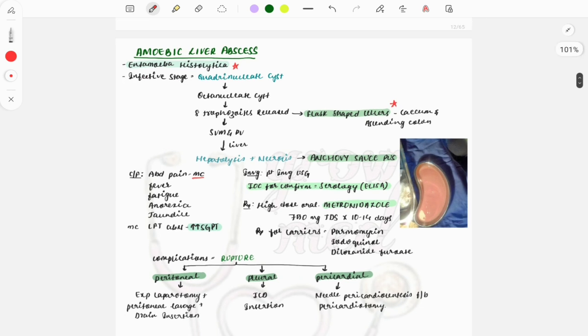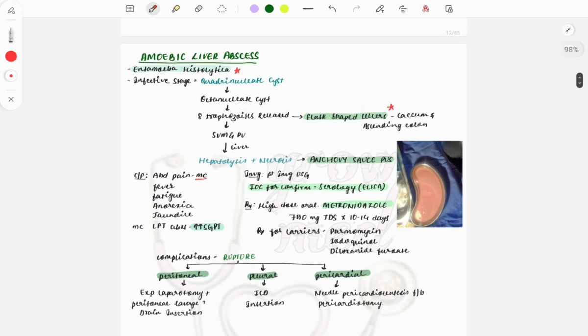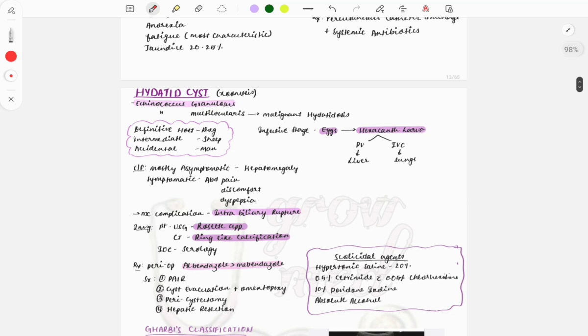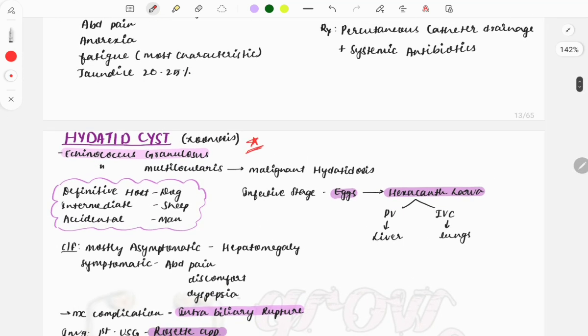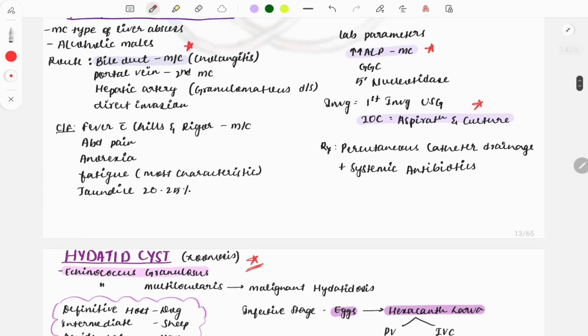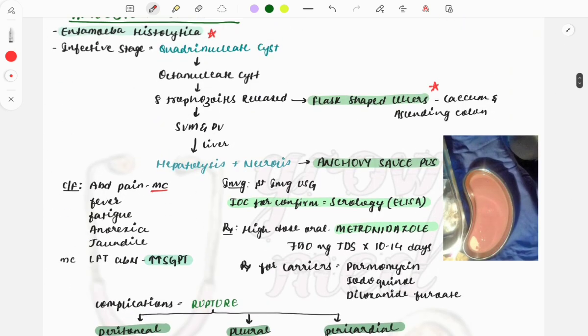We will start with the liver abscesses. So three types of liver abscess we must know: amoebic, pyogenic and hydatid. Hydatid is a must know topic. This question has been repeated many times. So note down hydatid somewhere. One question you can expect in the upcoming exam also.